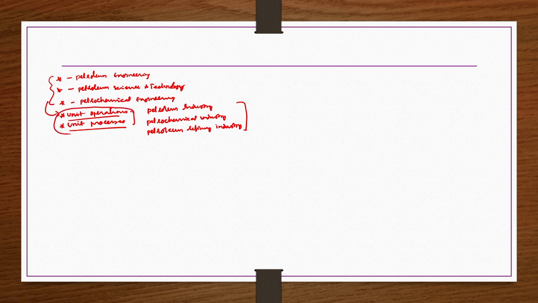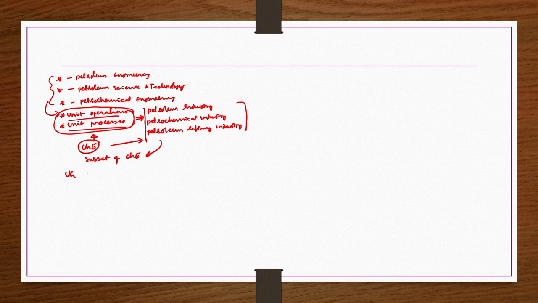All these unit operations and unit processes that are required to handle petroleum related industry come from the chemical engineering background. The basic unit operations and unit processes involved in petroleum related industry are core courses of chemical engineering, or derived from the chemical engineering curriculum. So though there are separate courses on petroleum technology, petroleum industry, etc., all these industries are subsets of chemical engineering only.